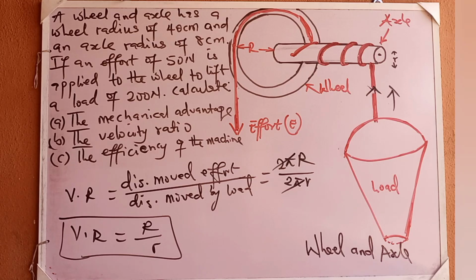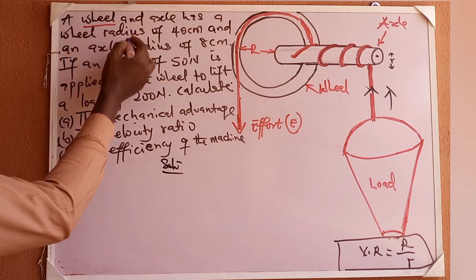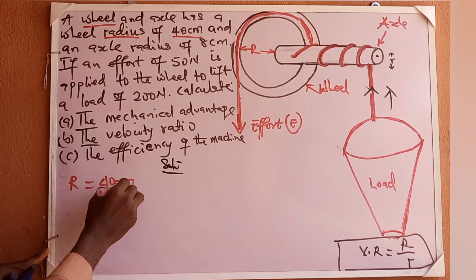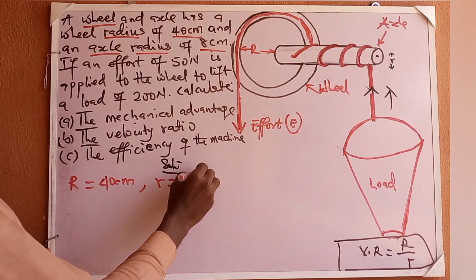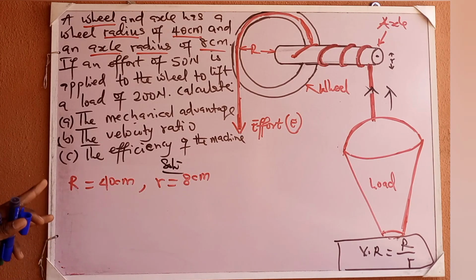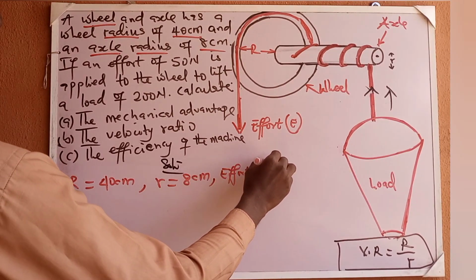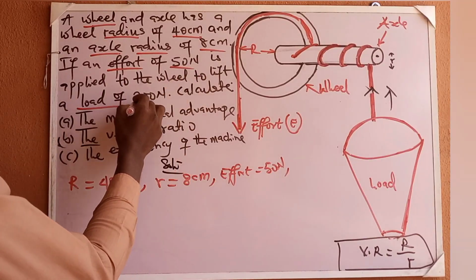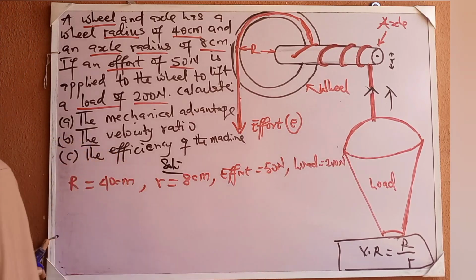Let's go to the example. Wheel and axle has a wheel radius of 40 cm. So that is capital letter R, 40 centimeters, and an axle radius of 8 cm. That is small letter r, which is 8 cm. If an effort of 50 newton is applied to the wheel to lift a load of 200 newton, so we'll have load which is 200 newton, calculate the mechanical advantage of the machine.